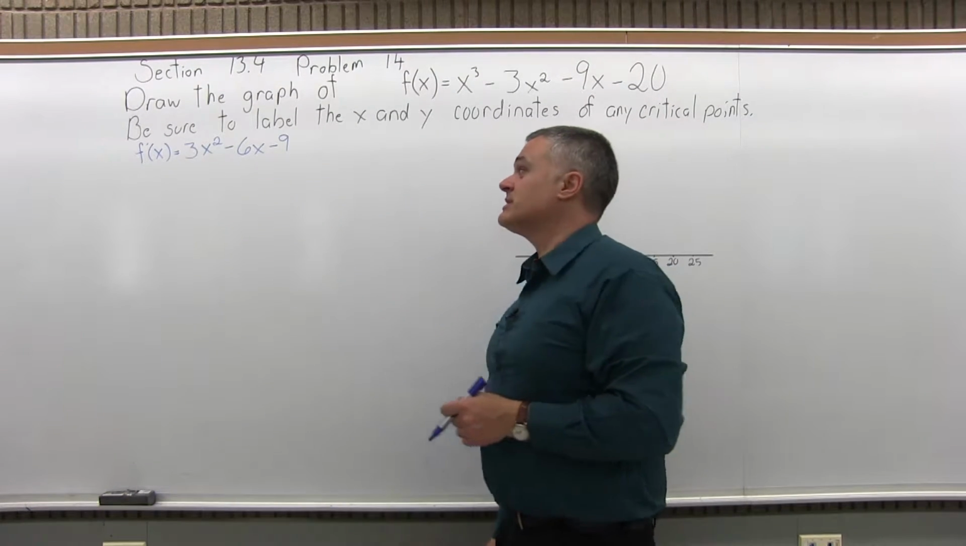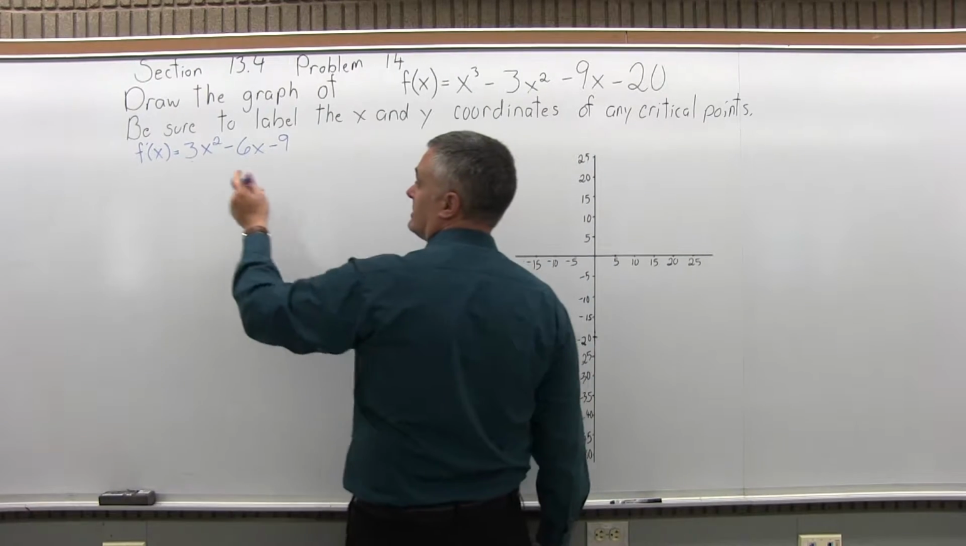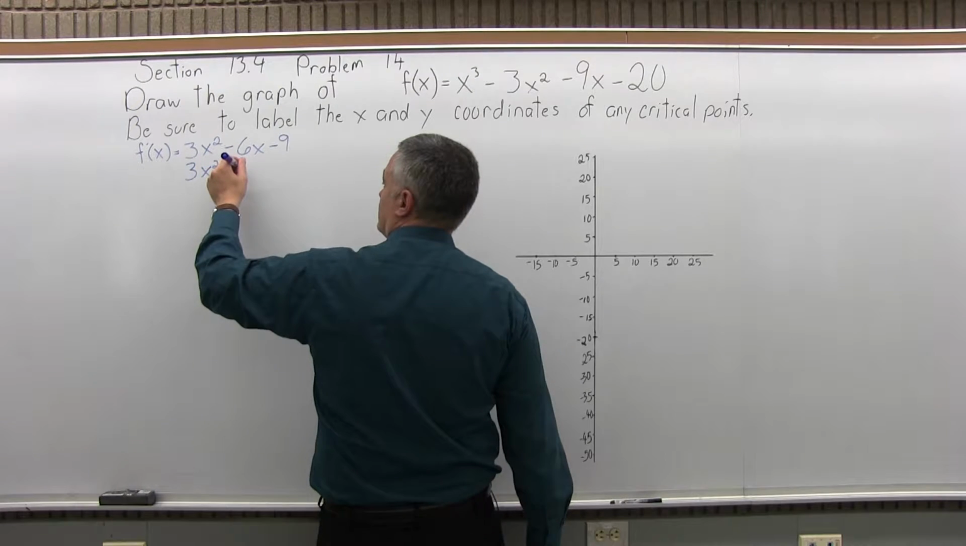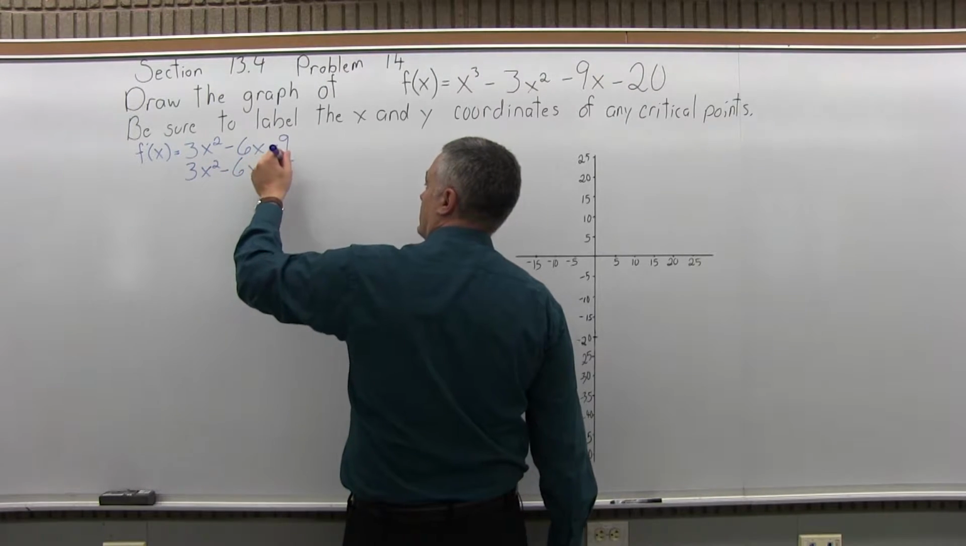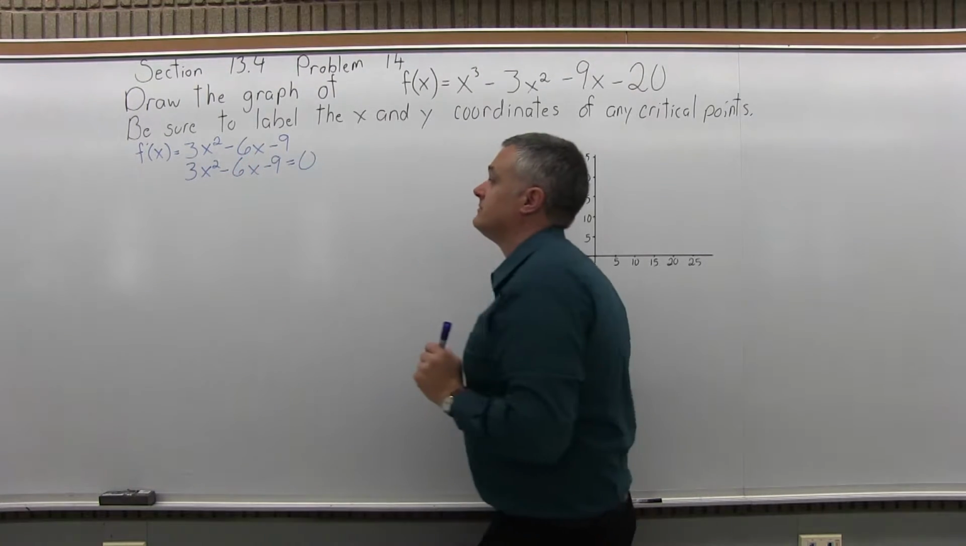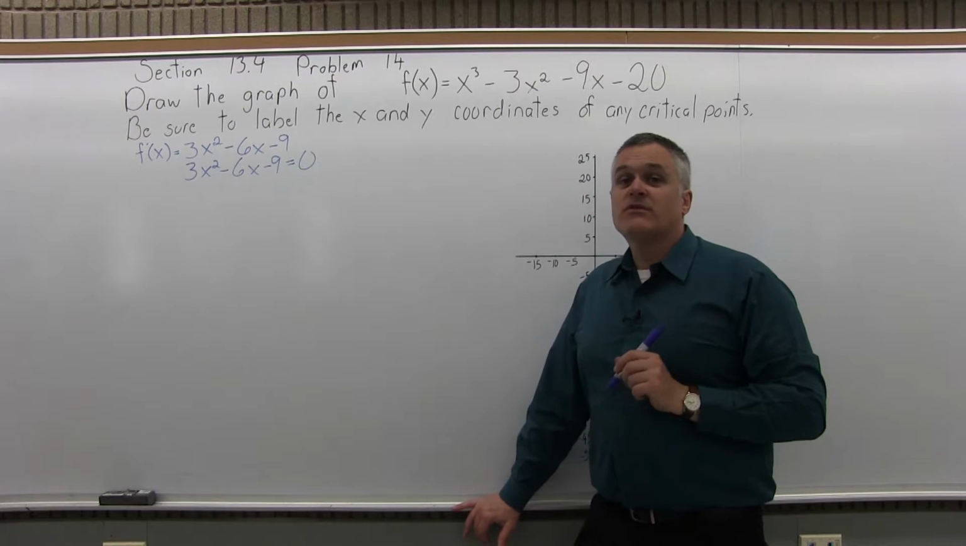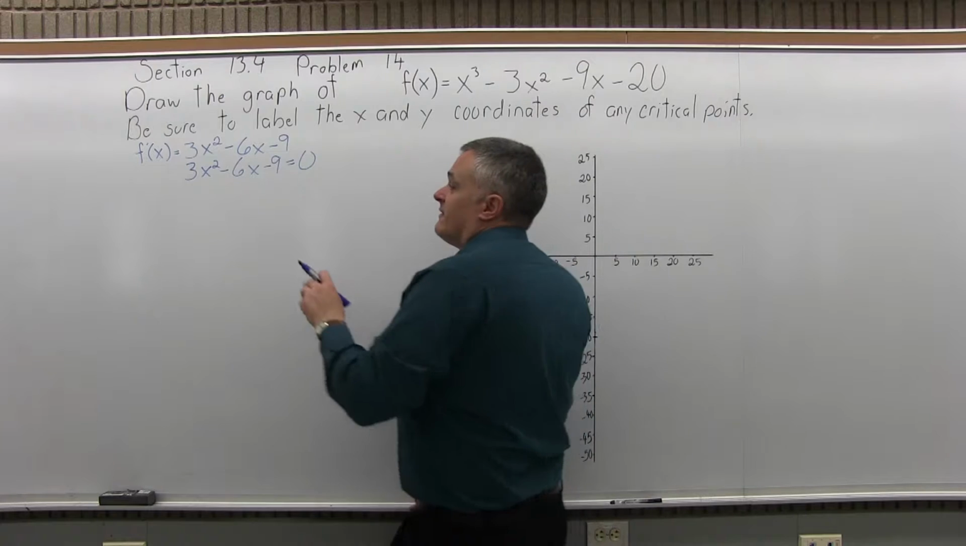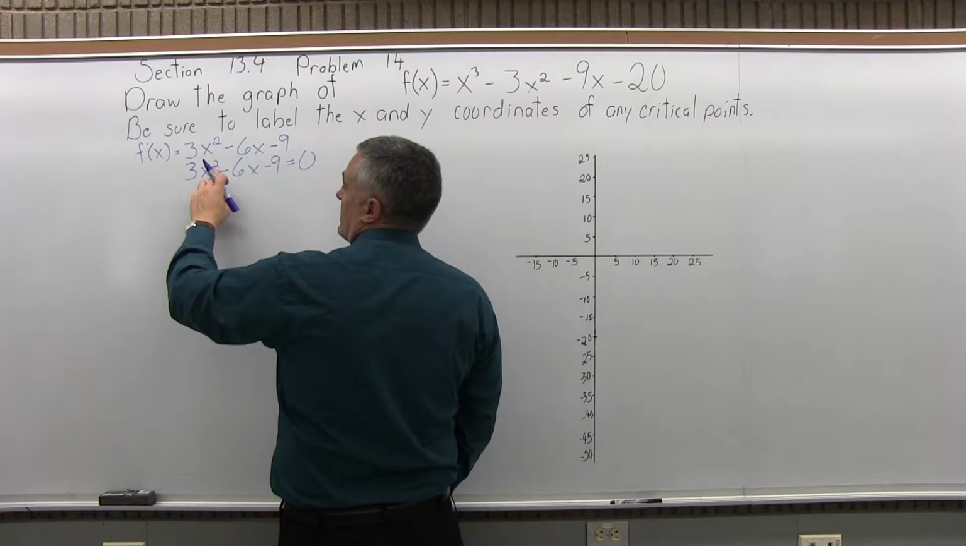So the next part of the process, we're going to take that answer and set it equal to 0. So I'm just going to take what I got, 3x squared minus 6x minus 9, and right next to it, equals 0. After that, I solve for x. So to solve for x, I'm going to need to factor this because of my x squared that's involved.